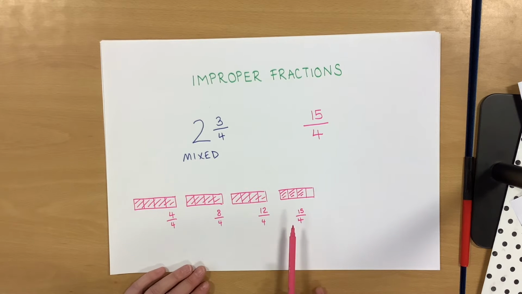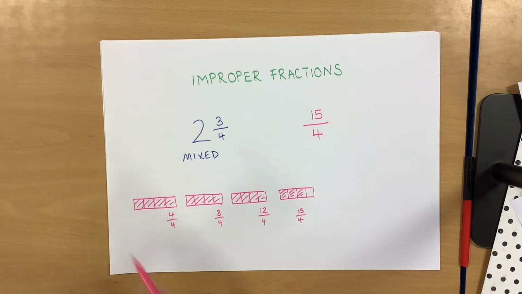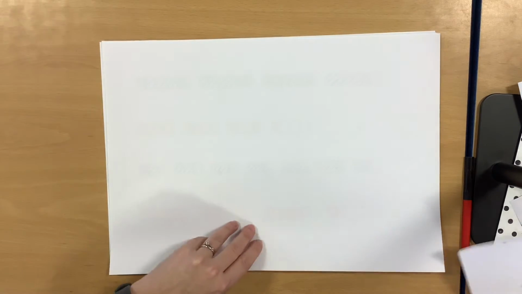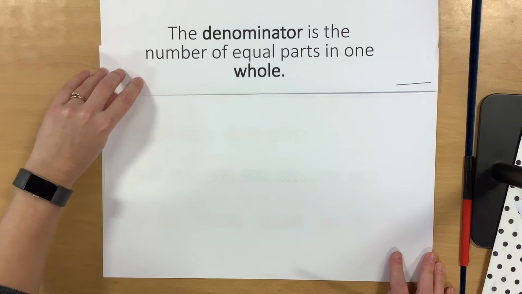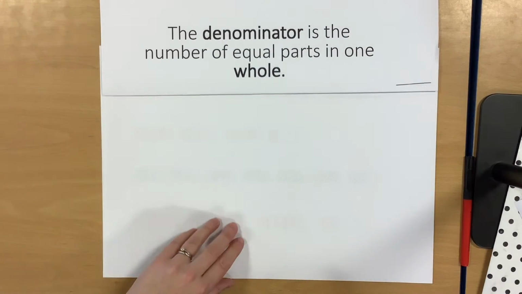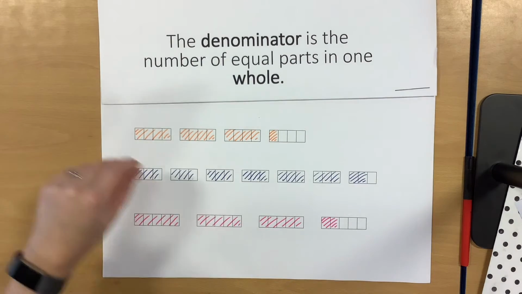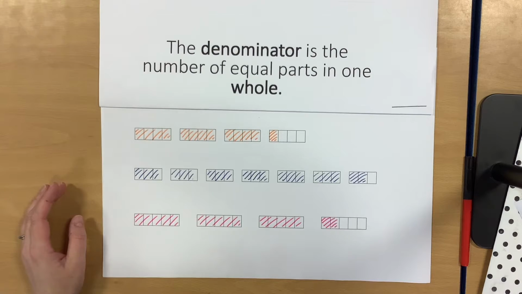So today we're just going to focus on an improper fraction. All right, so let's have a look at some together. I'm just going to put this little sentence up again, just to remind you, that's what we've got to keep telling ourselves. The denominator is the number of equal parts in a whole, okay? It's really important that we remember that. Okay, so let's have a look at these representations and think about what they might represent.